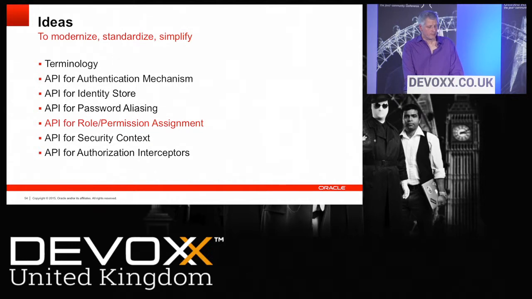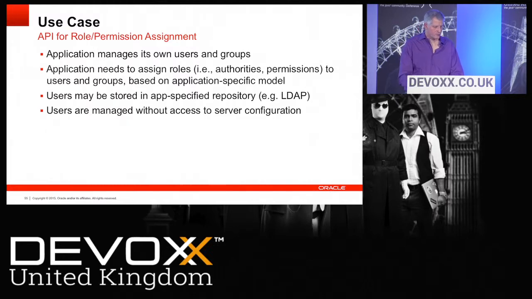Okay, so next we're going to talk about the role permission assignment API. This is, again, a recurring theme: the application manages its own users and groups. As you can tell, EE, when it was originally designed, was not really built to have applications manage their own users and groups. Everything was delegated off to the server, and these are problems we're trying to address with this JSR. Applications need to assign roles to their users and groups based on some application-specific model. These users may be stored in an app-specific directory, and again, you want to do all this without changing anything in the server, nothing server-specific, just portable.